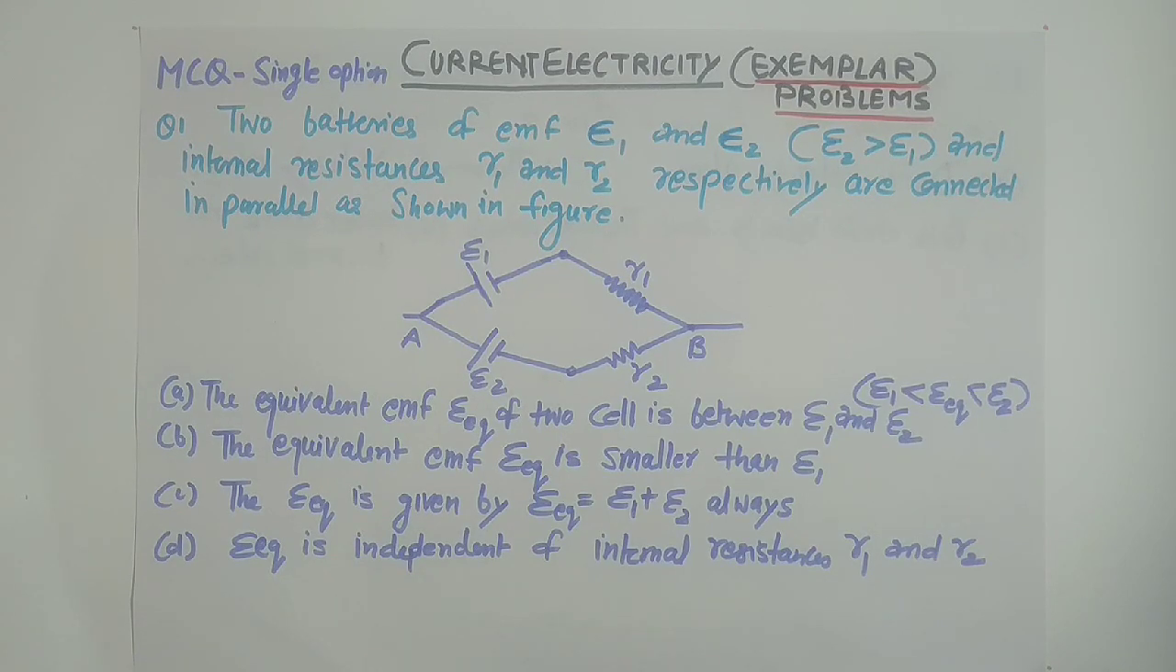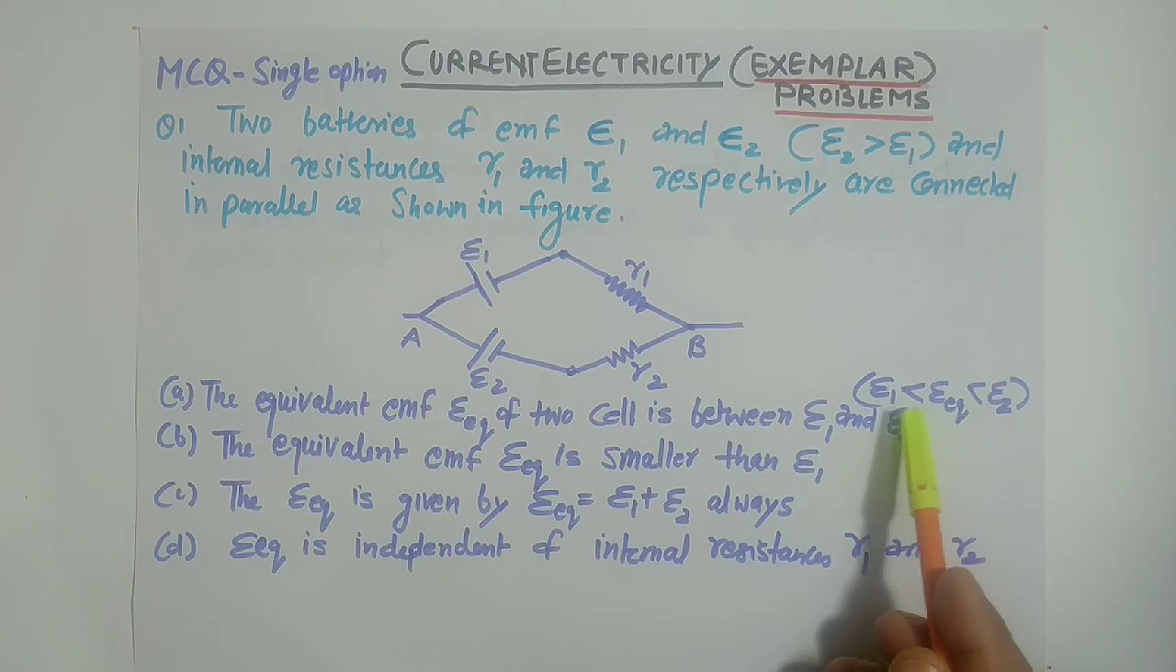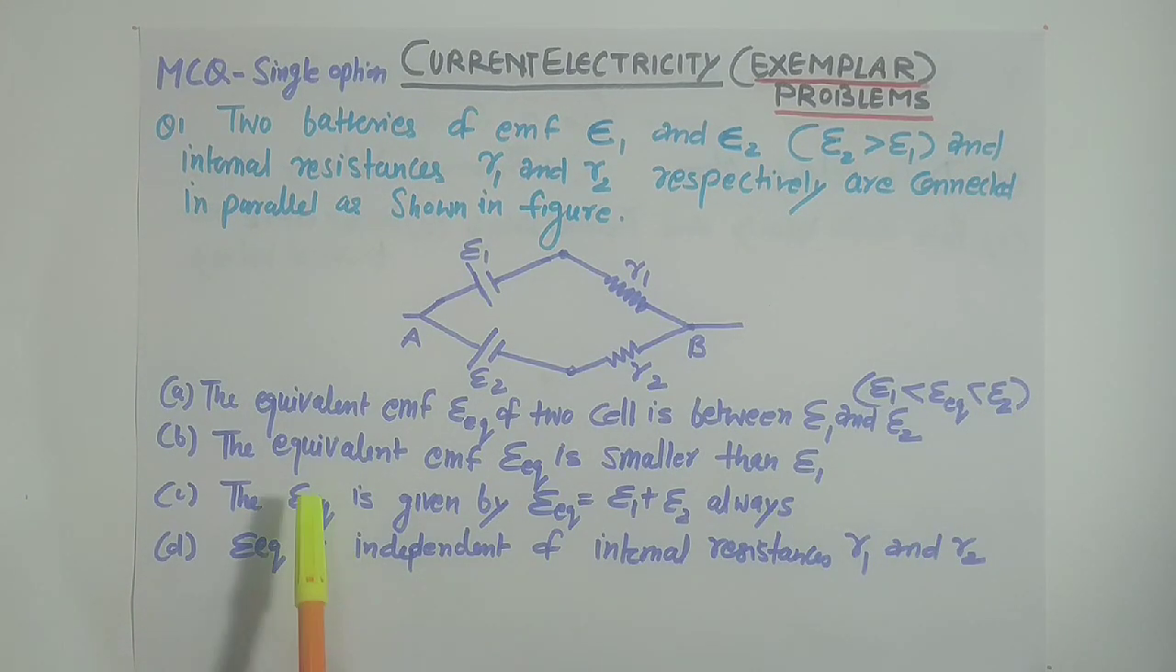The equivalent EMF of the two cells lies between these two, that means the equivalent is greater than E1 and less than E2. The equivalent EMF is smaller than E1. The equivalent EMF is given by E1 plus E2. The equivalent EMF is independent of the internal resistances R1 and R2.